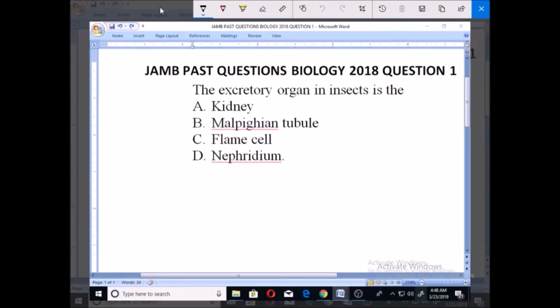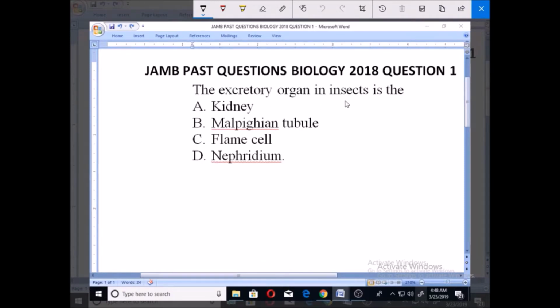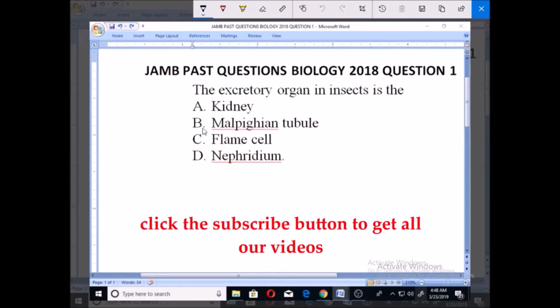Come, let's look at these JAMB past questions. Biology 2018, question number 1. The excretory organ in insects is the A. Kidney, B. Malpighian tubule, C. Flame cell, D. Nephridium.